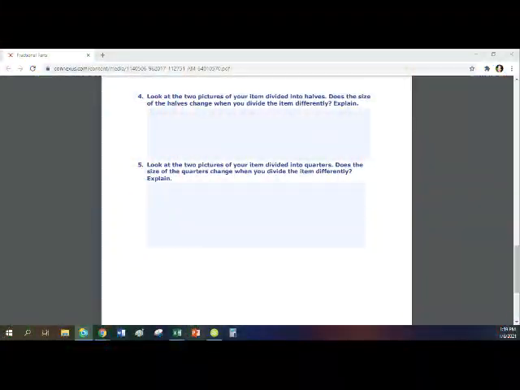Okay, question number 5, last one. Look at the two pictures of your item divided into quarters. That's 4 pieces. Does the size of the quarters change when you divide the item differently? Explain. Same idea. I have one whole cookie. It's a big circle. I can cut it straight down, straight across. That gives me fourths. I can cut diagonally, like the letter X. That gives me fourths. Are those fourths changing size? Or do they still equal one whole cookie? And are they still equal in size? Think about that and then answer question number 5 with a complete sentence.